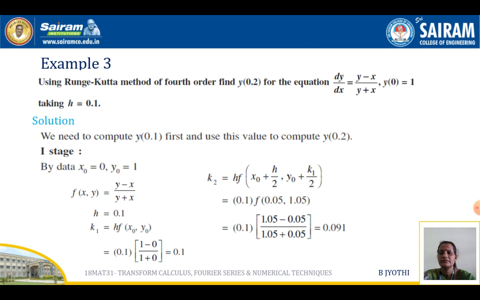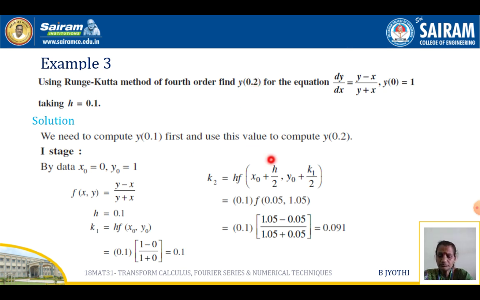Next example. Using the Runge-Kutta method of fourth order, find y of 0.2 for the equation dy by dx equals y minus x by y plus x, with y of 0 equals 1 as the initial condition by taking h as equal to 0.1. So in this problem also h value is 0.1 and we need to find y of 0.2. Therefore, we need to go with two stages. In the first stage, we will be computing y of 0.1. That will be used as the initial condition in order to go with the second stage. Thereby we get the value of y of 0.2.